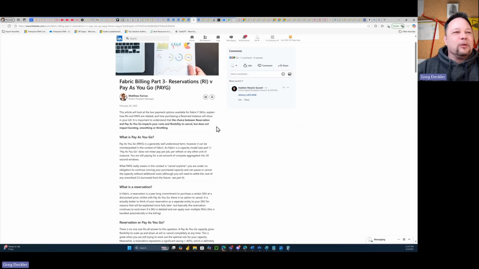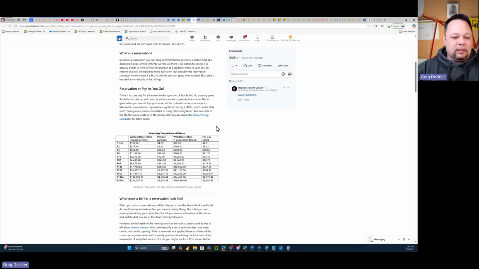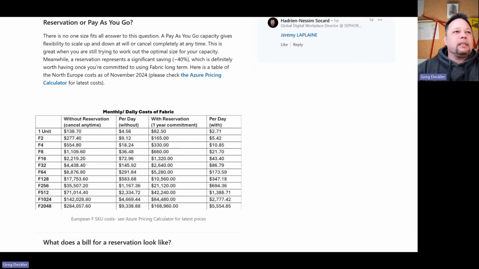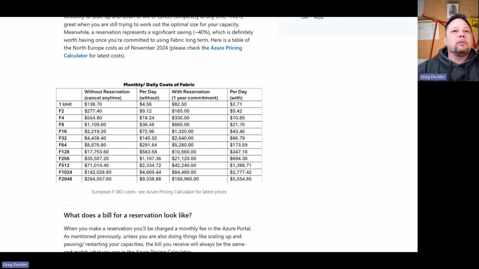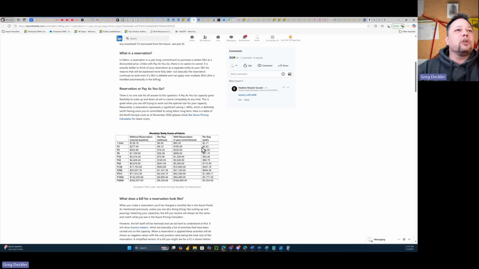Then they get into this pay as you go versus a reservation. You can immediately see in this table that if you do pay as you go versus a reservation, it's almost a 70% upcharge. It's 68.11% if you do the numbers on this. That's how much more pay as you go costs you than a reservation. That's a crazy upcharge, but that's how it works.